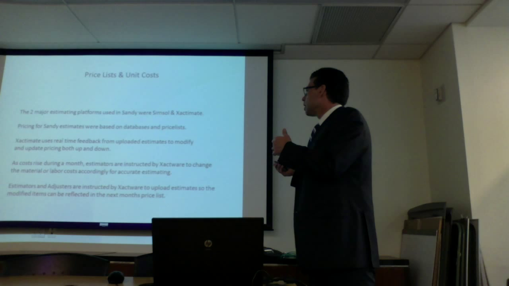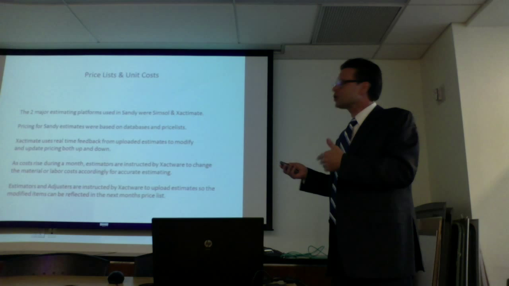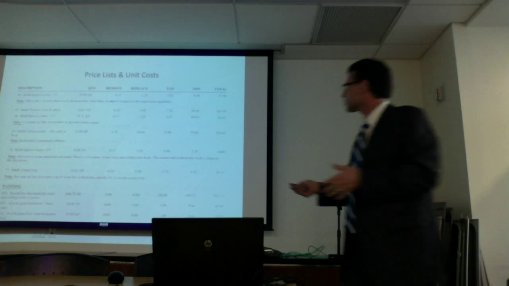Any modified item in Sandy, so Mrs. Smith gets a new boiler and it's $16,000 and Xactimate has $4,000, what should happen is the adjuster should go into Xactimate and change the line item, and I'll go through that next.